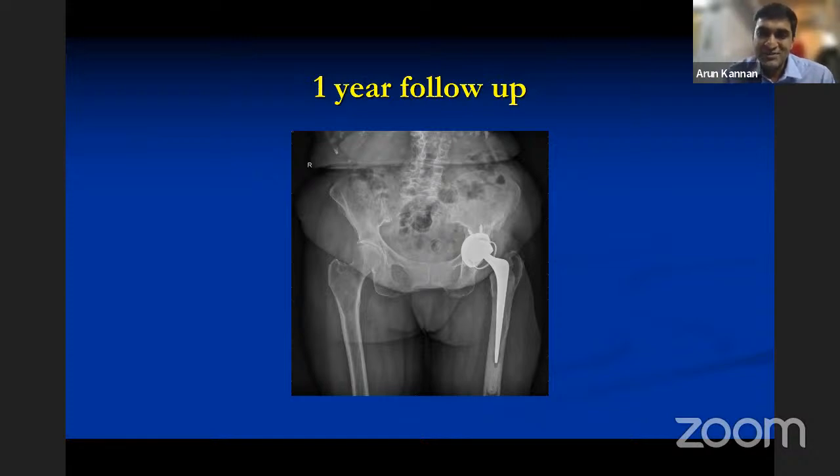So I just borrowed the case from him to show this acetabular position causing internal impingement and anterior dislocation. Because the stem version was reasonably okay, they didn't change it much. So they got away with the cup revision. This was at 1 year.